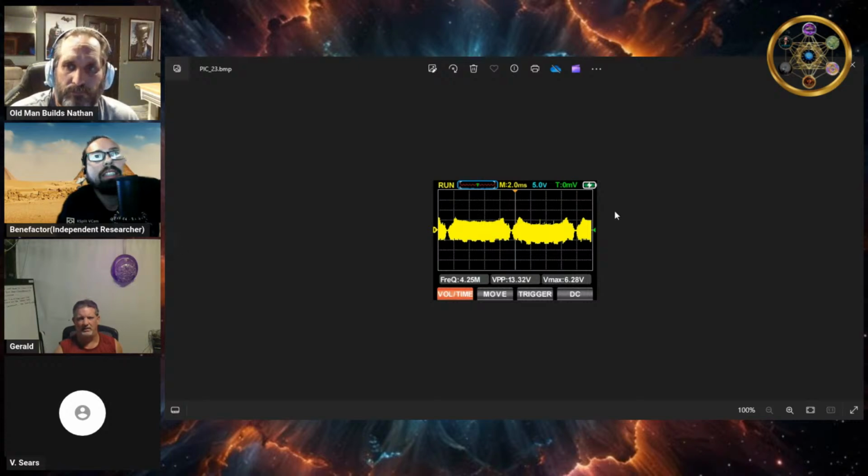Here it is. This is the waveform for pulsing the mithril coil. Yeah, I've never seen anything like that before. It's almost like a palindrome. That's weird.